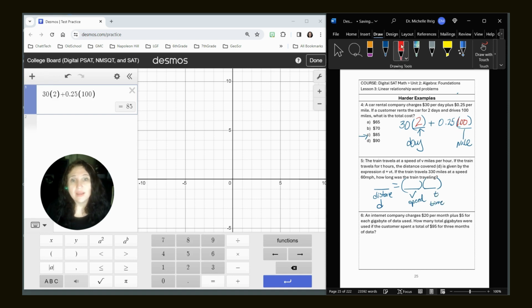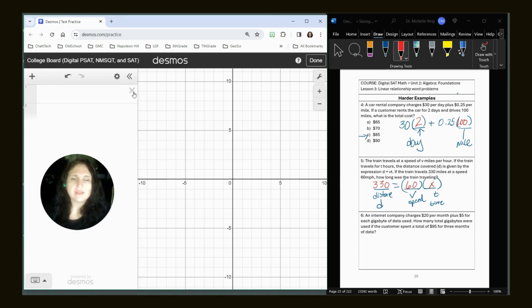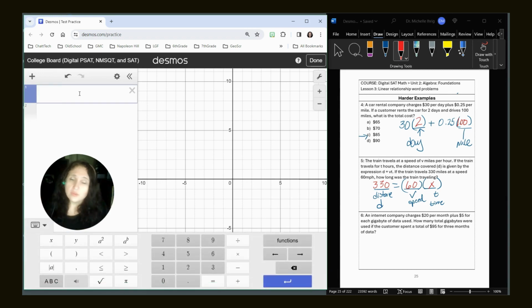So now when I get the numbers, I know that it says 330 miles, so that's going to go here. I know that I was going 60 miles an hour, and I want to know how much time it was. You can put t or x. I typically like to use x and y as my variables because then it's much easier to get the answer on the graphing calculator. So now that we've written the equation, the old school way to do it would be 330 equals 60x, divide both sides by 60, x equals, I think, 5.5. But let me show you how to do it in Desmos.